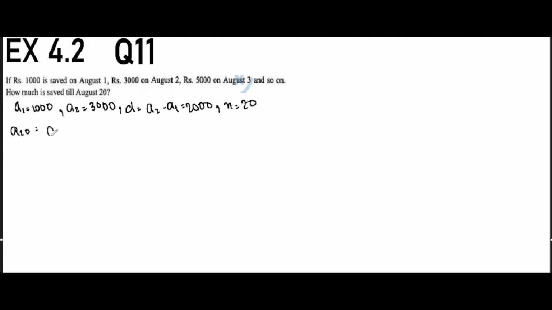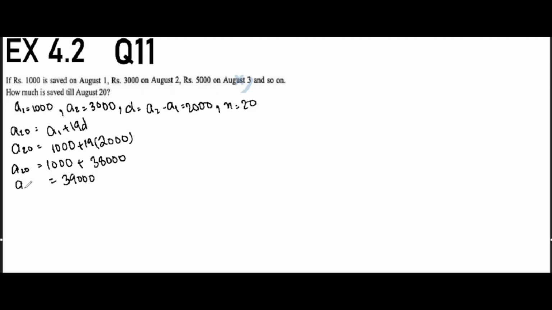A20 is equal to A1 plus 19D. A20 is equal to A1, which is 1000, plus 19 into D, which is 2000. That is equal to 1000 plus 38,000, which is going to be 39,000. So this is the value of A20.